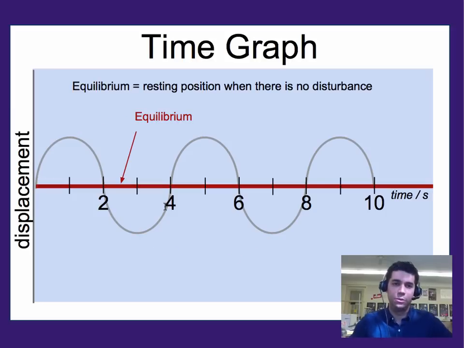Alright, next part is equilibrium. Now, equilibrium is the resting position when there is no disturbance. Meaning, if there was no wave or disturbance coming through here, what would the water or air or whatever this is, what level would it be at? And we can see that the ups balance out with the downs, and that the equilibrium would be right here in the middle.